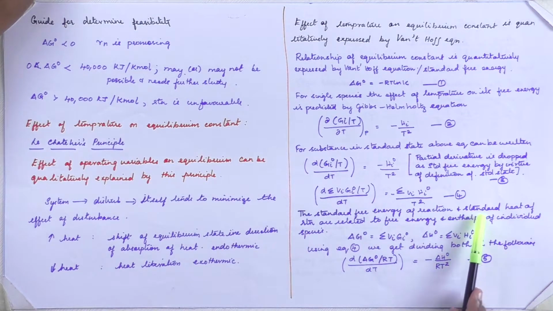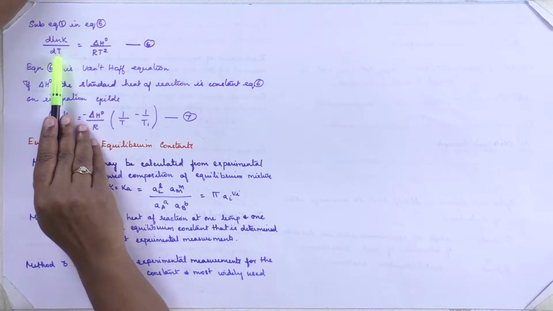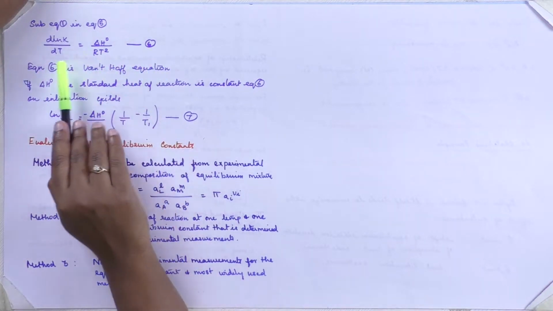The standard free energy of reaction and standard heat of reaction are related to the free energy and enthalpy of individual species, which is given by delta G naught is equal to sigma Vi Gi naught and delta H naught is equal to sigma Vi Hi naught. In equation 4, we divide both sides by R. We get the following equation: d(delta G naught divided by RT) divided by dT is equal to minus del H naught divided by RT squared, and this is named equation 5, the expression for the Van 't Hoff equation. When we substitute equation 1 into 5, we get d ln K divided by dT, which is equal to del H naught divided by RT squared, and this is the main equation for the Van 't Hoff equation.